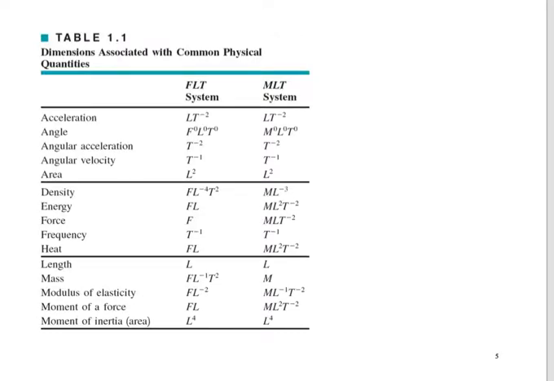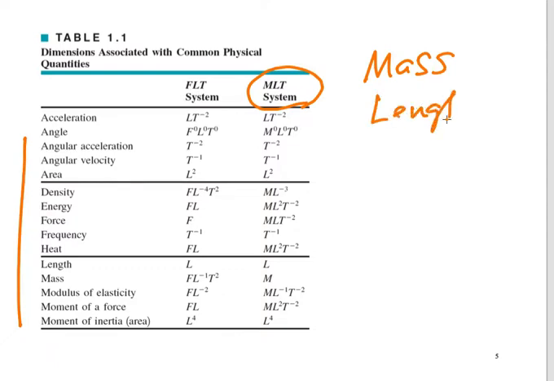So these are the common physical quantities. We have a lot of parameters here, for example acceleration, density, mass, length, and so on. However, in this world we have two major systems. One is called the MLT system, which is based on mass, length, and time. However, another part of the world still uses the FLT system.